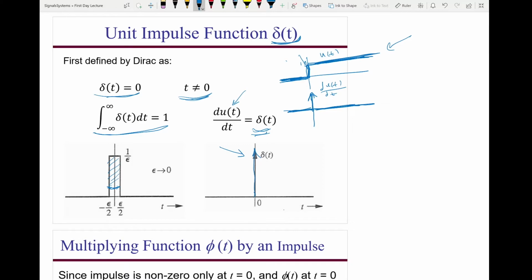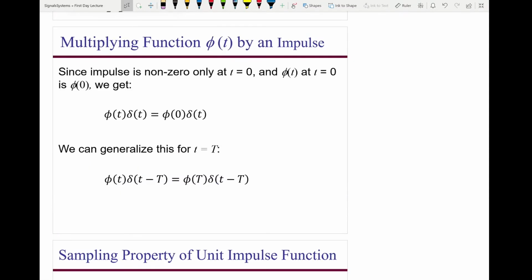This you should have in your formula sheet. The integral of a delta function is 1. The derivative of a unit step function is just an impulse, and we use this impulse in many signal processing applications. Basically, one important application is sampling, when we sample a continuous signal to convert it to a discrete and digital signal. So what happens when you multiply any function by a delta or by an impulse?